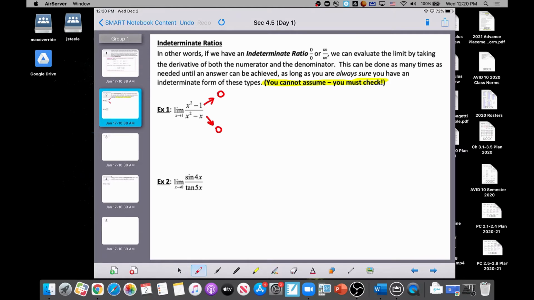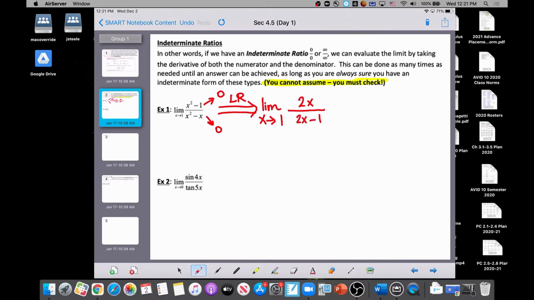So now I am going to apply L'Hopital's rule. So I just write LR, L'Hopital's rule, and I show that that's what I'm doing. So I'm still going to have the limit as x approaches 1, but now I'm going to take the derivative of my numerator. And the derivative of x squared minus 1 is going to be 2x. And I'm going to take the derivative of my denominator. And the derivative of x squared minus x is going to be 2x minus 1.